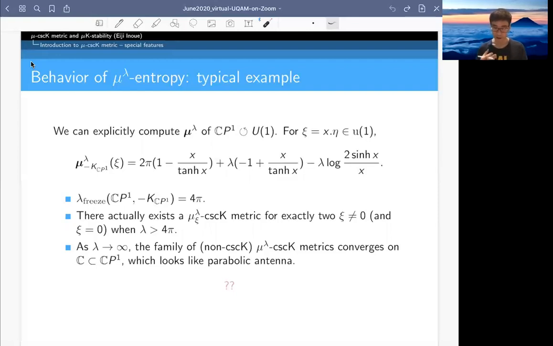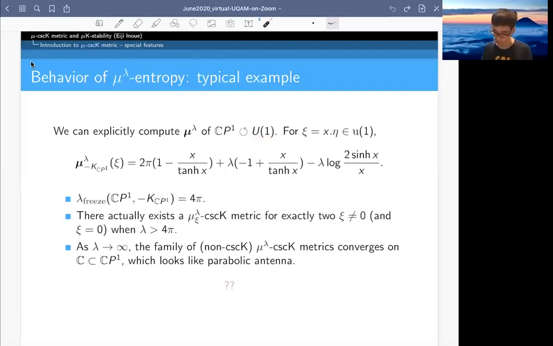Though I cannot explain it geometrically, there is a limit as lambda goes to plus infinity this time. Then the family of these non-cscK mu lambda cscK metrics converges on a fixed point away from a fixed point of this U1 action, which looks like a parabolic antenna.